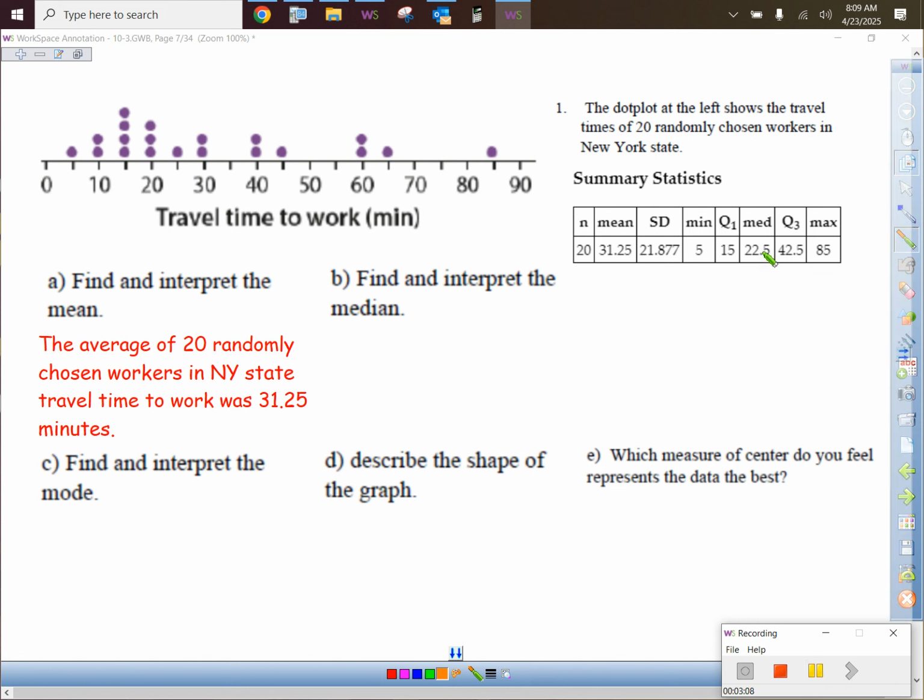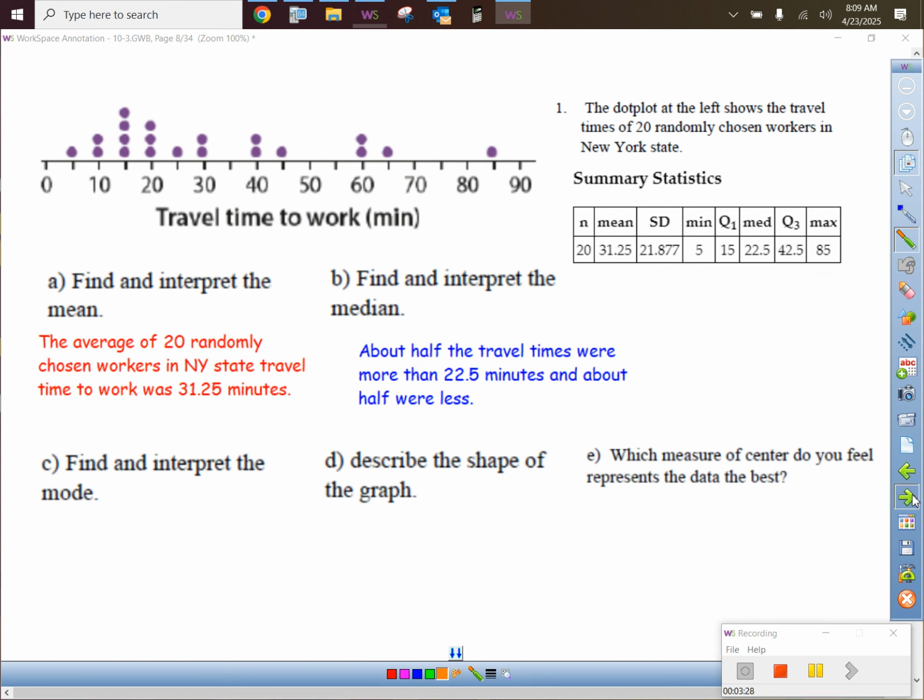Can you tell me? It is 22.5. And median to us means what? I say median, you should think one word. Starts with an M also. Median means the middle, right? So would you believe if that was the middle, then half the data is on one side of it and half the data is on the other side of it? So here's how we'll word that. About half the travel times were more than 22.5 minutes and half were less.